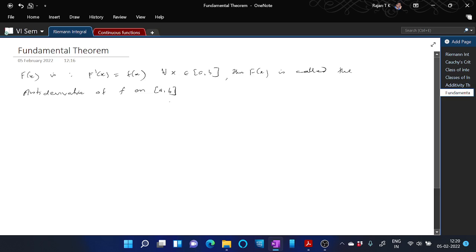Using this fact, we can integrate a given function if it is Riemann integrable. So, first we discuss certain results, that is the fundamental theorem of calculus, first form.